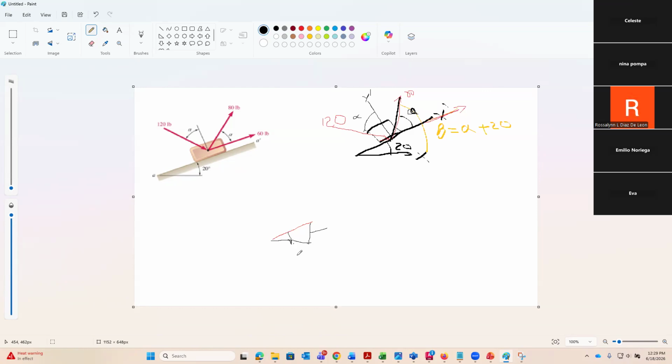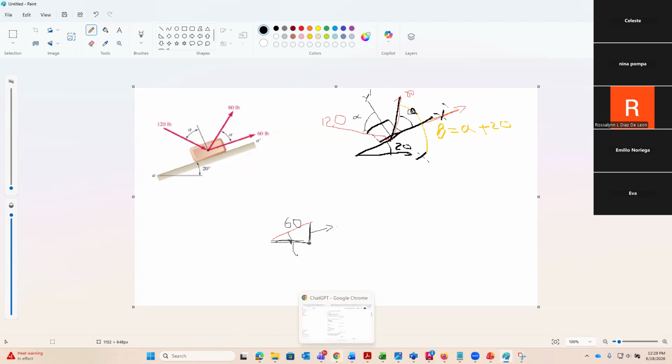So cosine 20 is this component. Sine 20 is this component. This trigonometric sine of 20 times the 60 newtons or 60 pounds. All right, so this is 60 pounds times sine of 20. This is 60 pounds cosine of 20. All right, and how do you know that that's true?